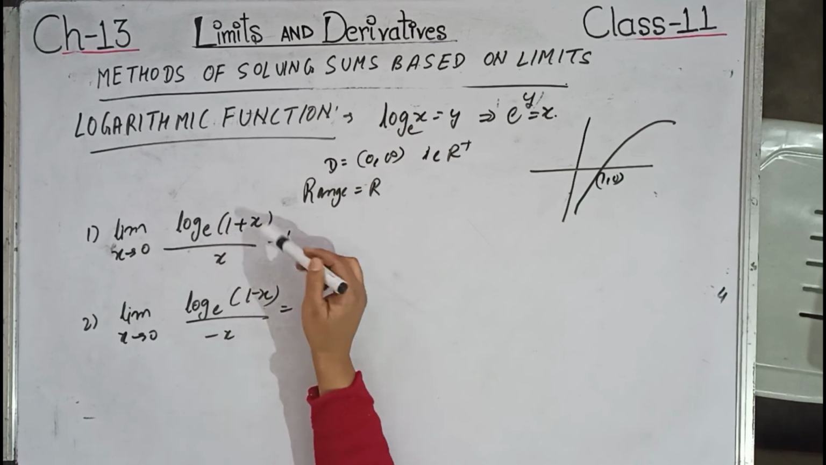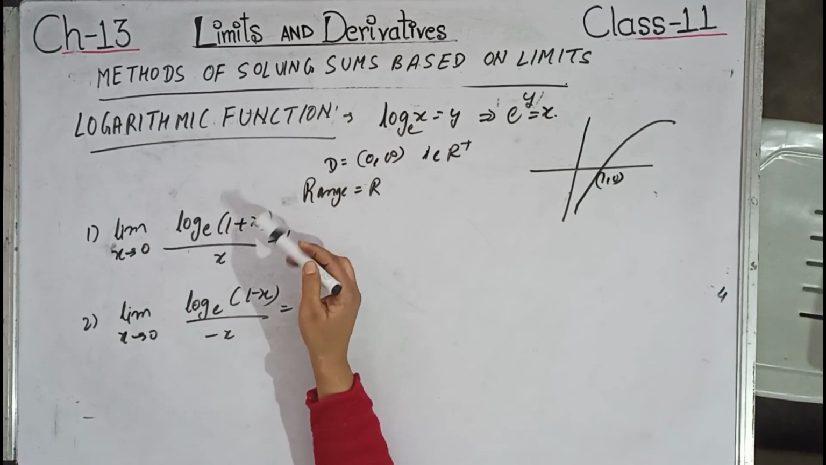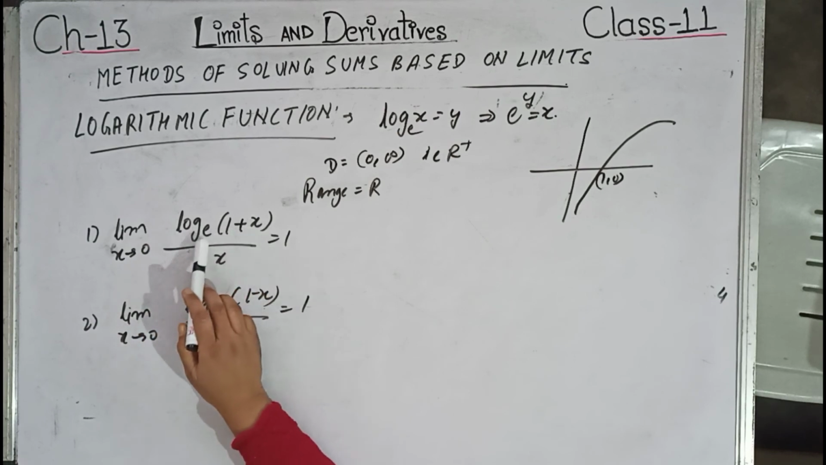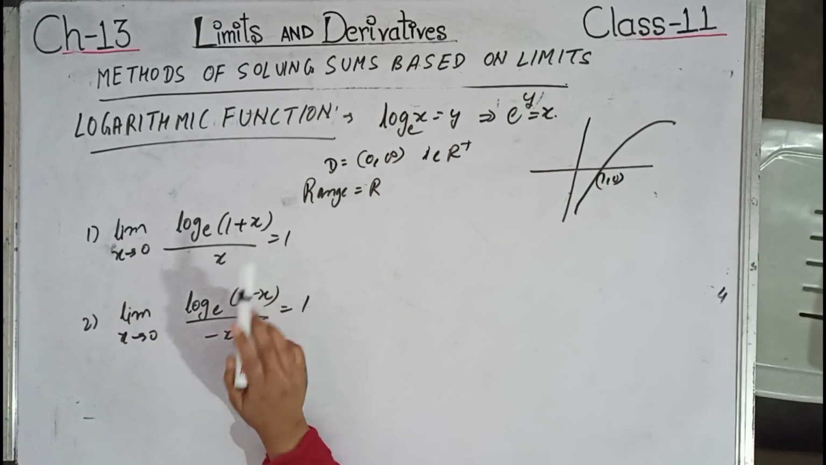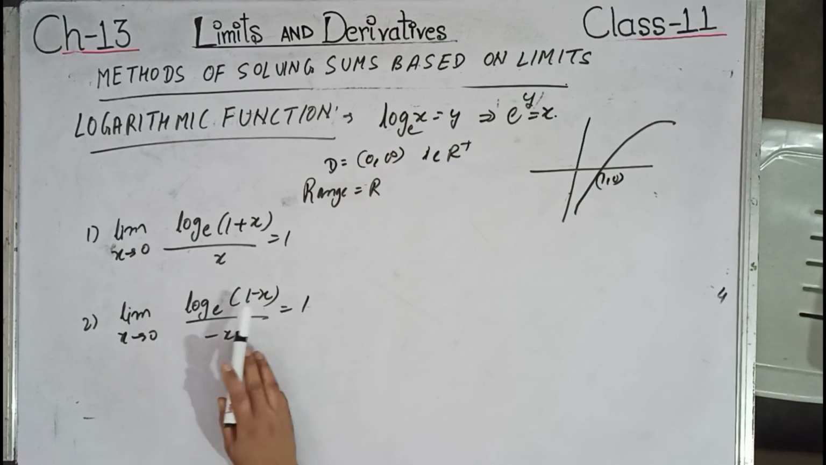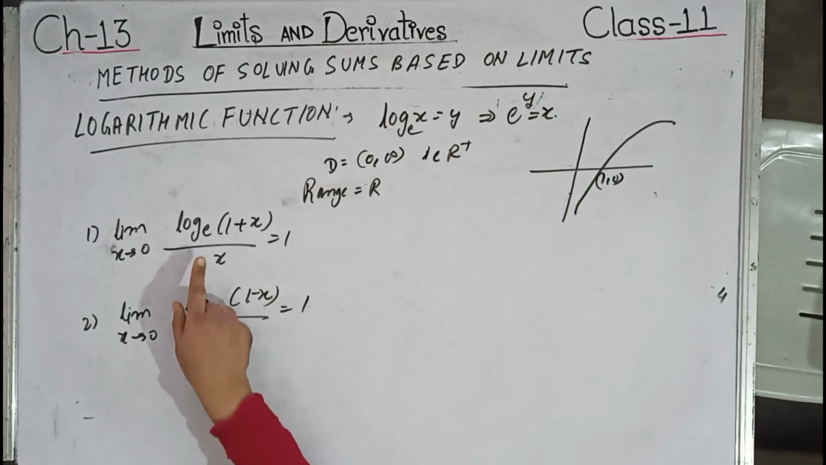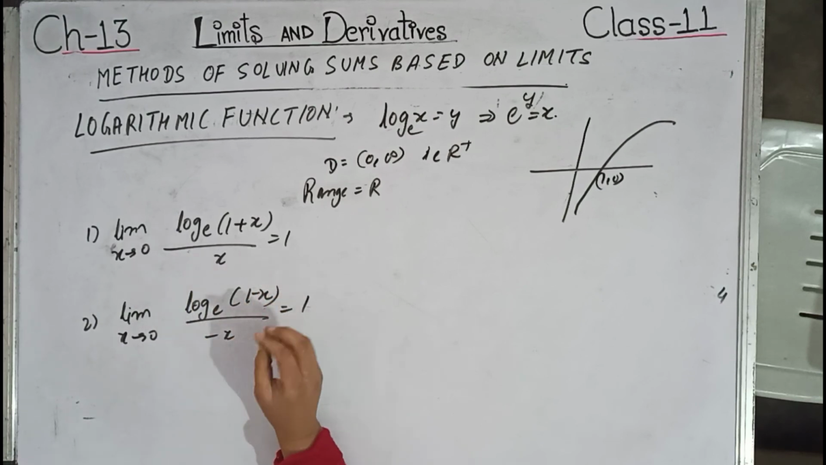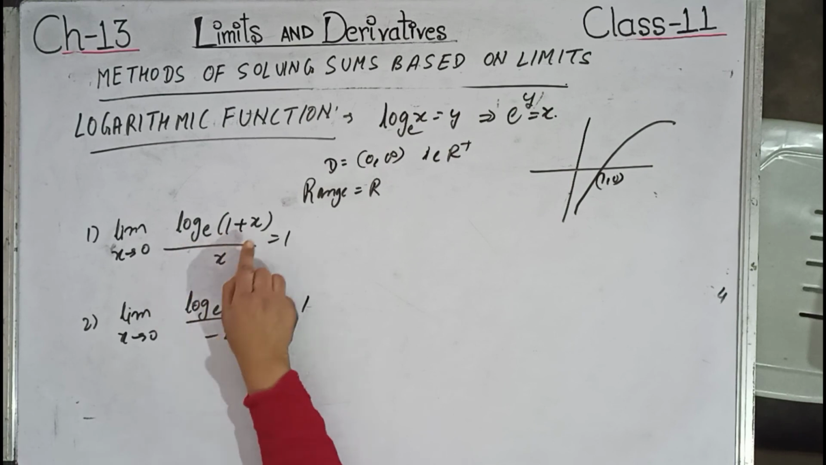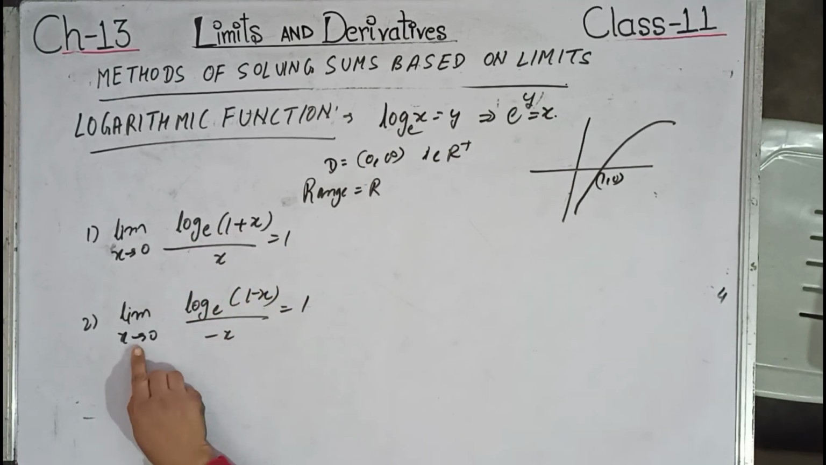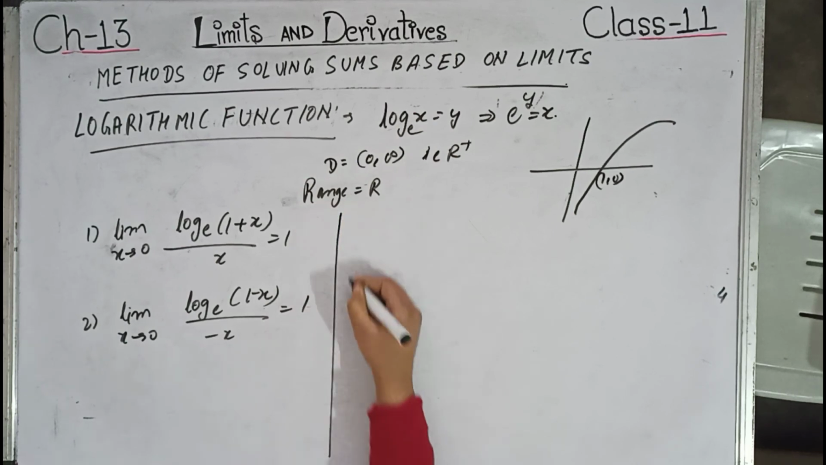Now the formula which we will be using in solving the sums based on logarithmic functions is: limit x tending to 0, log of (1 plus x) base e divided by x is equal to 1, or limit x tending to 0, log of (1 minus x) base e by minus x is equal to 1. This base e is not required to be mentioned. It is understood it is the natural logarithm. So log of (1 plus x) by x is equal to 1 and log of (1 minus x) by minus x is equal to 1 if limit x tends to 0. So let us do one question.